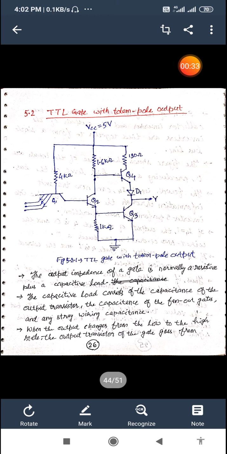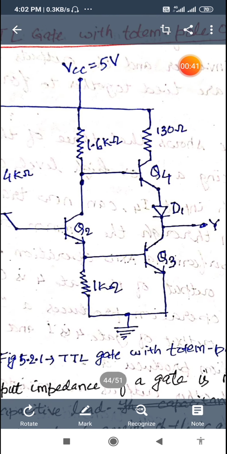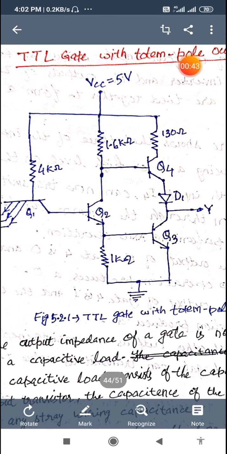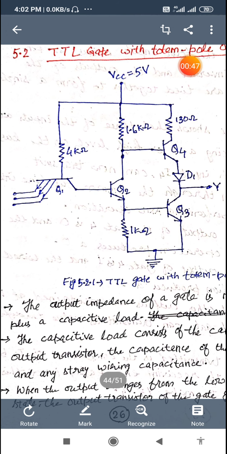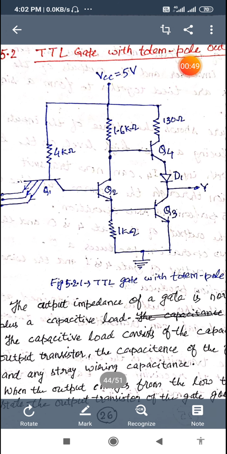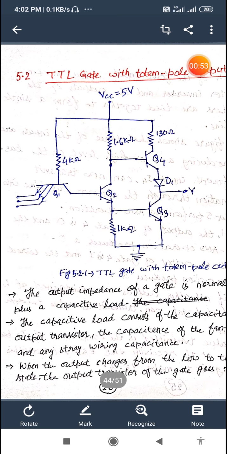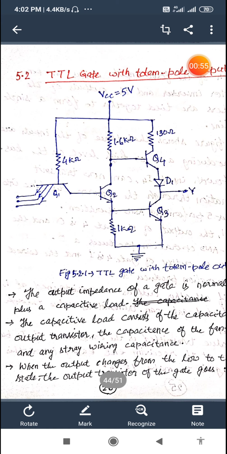So this is the TTL NAND gate with totem pole output. First of all, what do we mean by totem pole output? Let us first see the diagram. This is the diagram of the totem pole output TTL NAND gate.